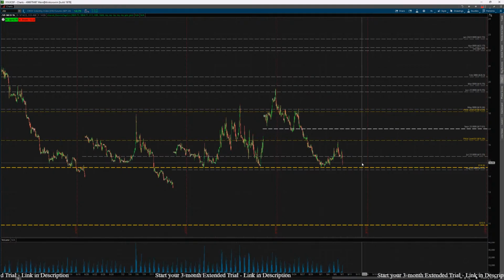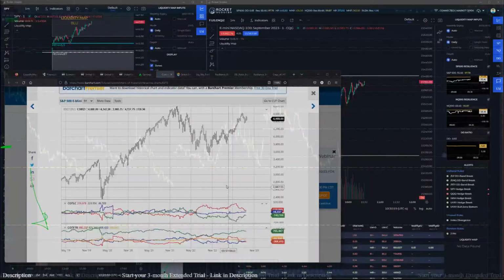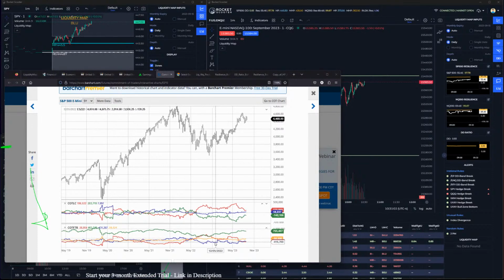I don't know if what they're trying to do is squeeze every bear out before they let the market fall, which I'm betting on. Right now, all these bears are just waiting for the market to fall. All these bears have been shorting since the bottom. Still short, still short, still short, waiting for it to fall.